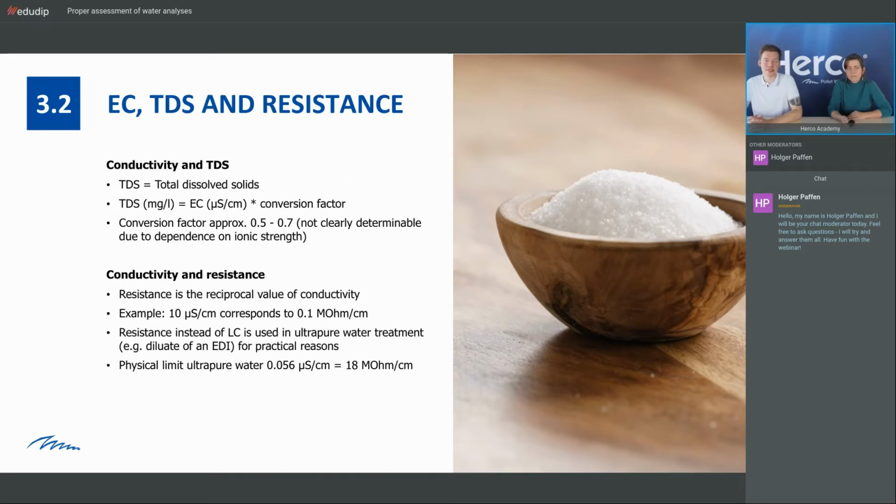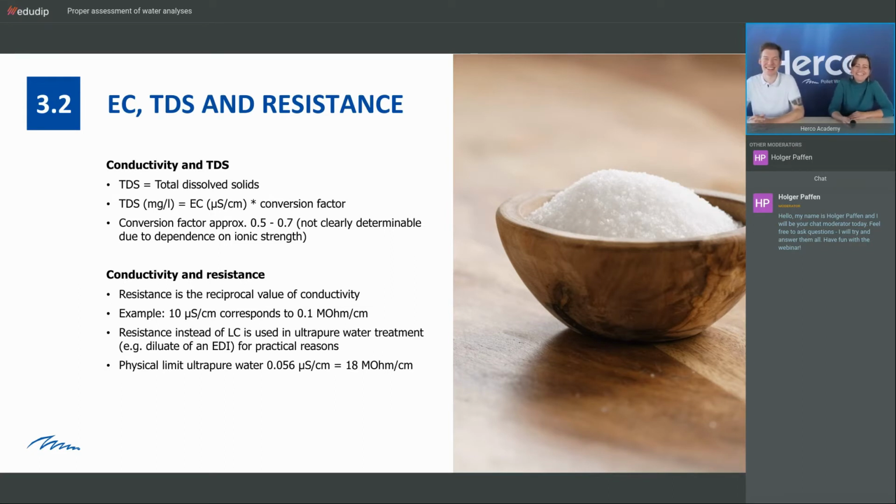Electrical conductivity, total dissolved solids, and resistance. So conductivity and TDS. TDS means total dissolved solids, and TDS is equal to the electrical conductivity multiplied with a conversion factor. Birgit already explained this to me in the German one, why there are different factors, but I couldn't remember. So probably you tell us again.